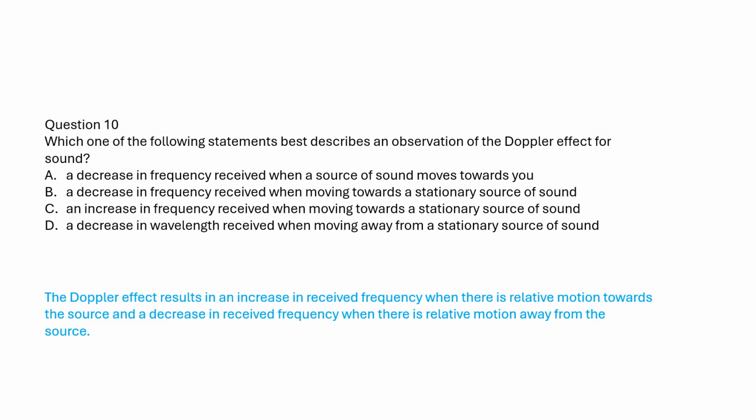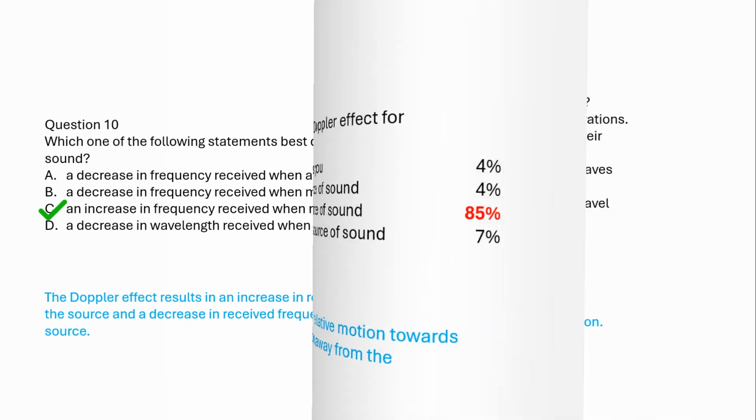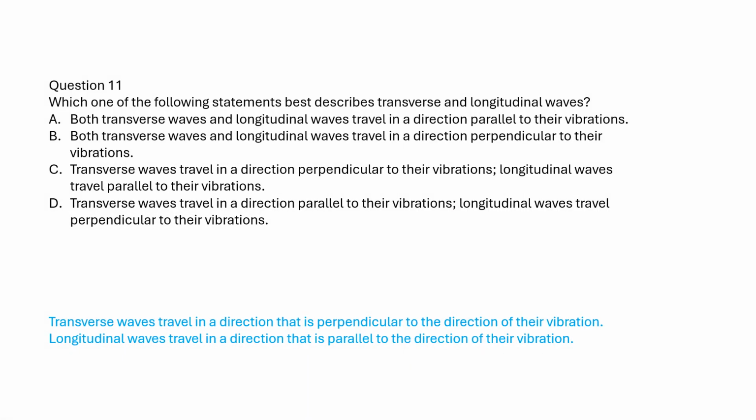The Doppler effect results in an increase in received frequency when there is relative motion towards the source and a decrease in received frequency when there is relative motion away from the source. Transverse waves travel in a direction that is perpendicular to the direction of their vibration. Longitudinal waves travel in a direction that is parallel to the direction of their vibration.